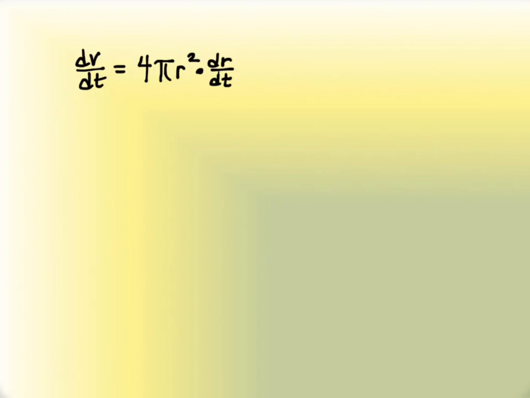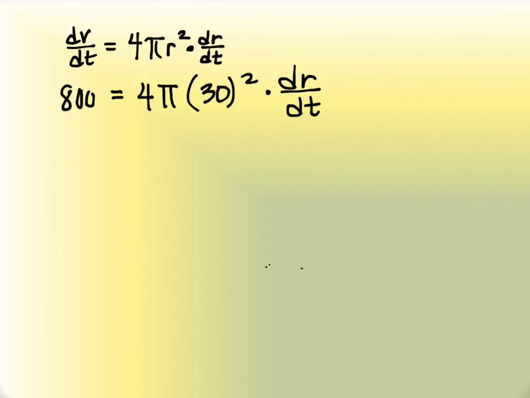So let's go ahead and use the pieces that we know then. dV/dt, we actually know. What is dV/dt? 800. I've got 4 pi. What is r? 30. And that's squared. And then dr/dt, the only thing that we don't know, is exactly what we're trying to find. So you can find this quantity by taking 800 and dividing it by 4 pi times 900 actually, right?